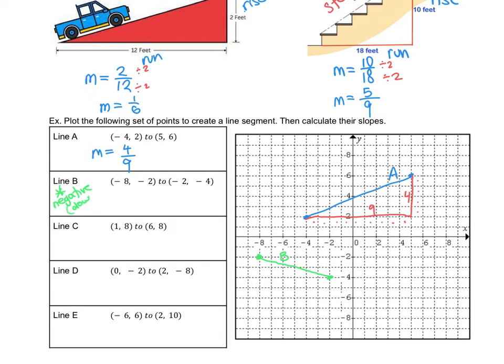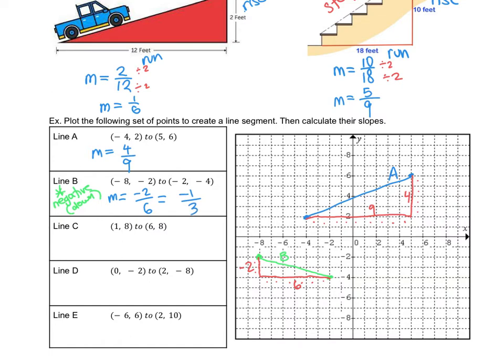Negative because it's going down. Now let's create that triangle. Notice when I create my triangle, if I pick the point on the left, I'm going down to draw my rise. So when I count 1, 2, that's -2 for the rise, 1, 2, 3, 4, 5, 6 for the run. So my slope is -2 over 6. And if I reduce my fraction by dividing top and bottom by 2, I get -1 over 3 for my slope.